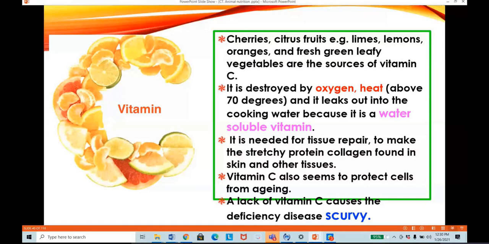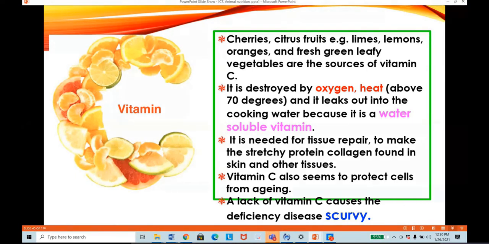Okay, ladies. So vitamin C, why is it required in your body? It is needed for tissue repair, to make the stretchy protein called collagen, which is found in the skin and the other tissues. Okay, so you must have seen the vitamin C is mostly related to the beauty and the care of your skin. So most of the oils and the lotions which you're getting these days are vitamin C rich.